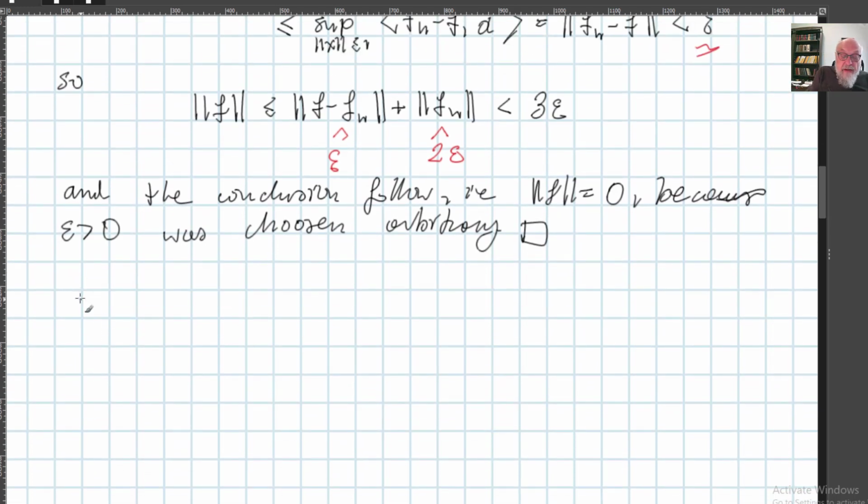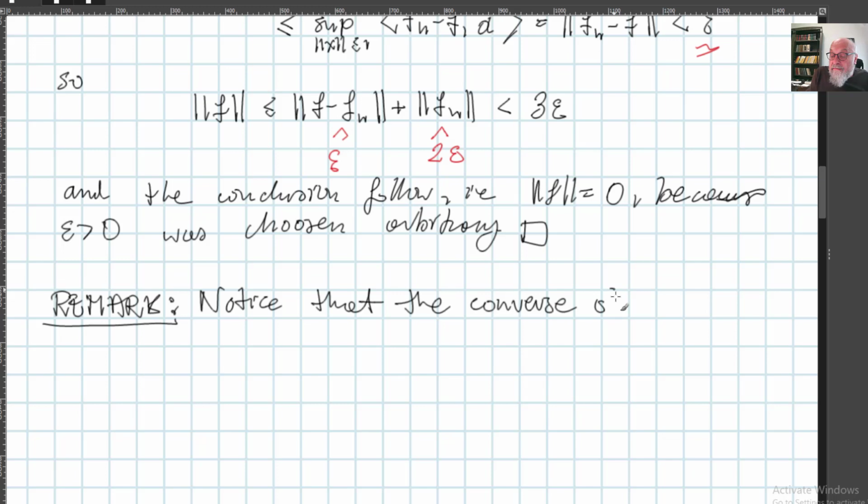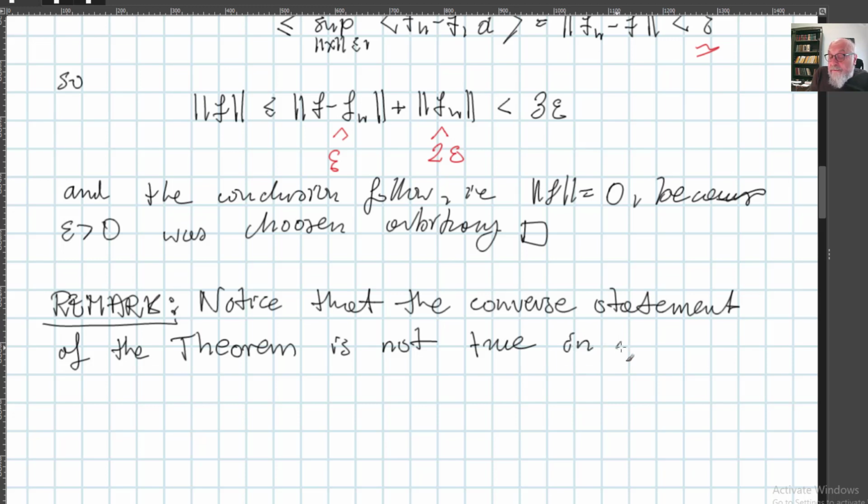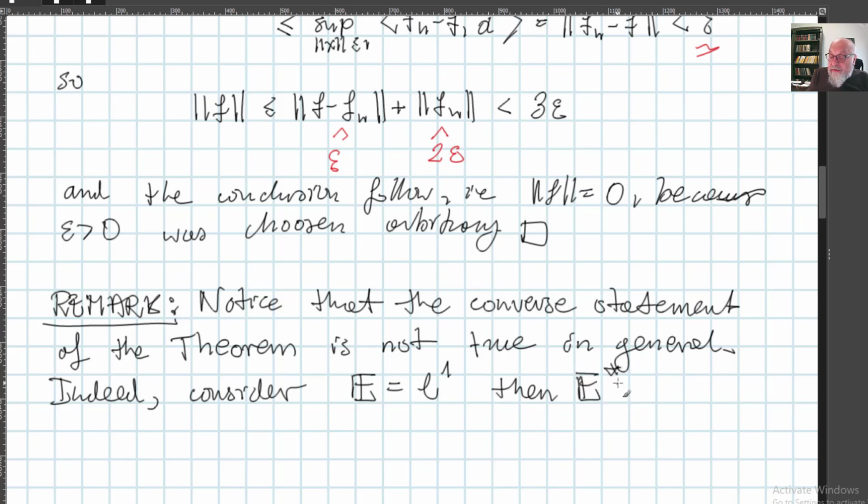So let's do an example, or maybe it is better to call it a remark. Notice that the converse statement of the theorem is not true in general. So indeed, consider the space E to be, let's say, L1, of course, as one of our assignments shows, L infinity will be the dual.